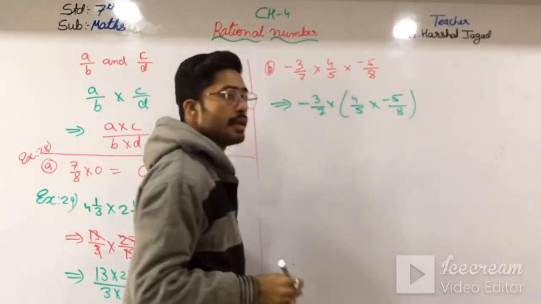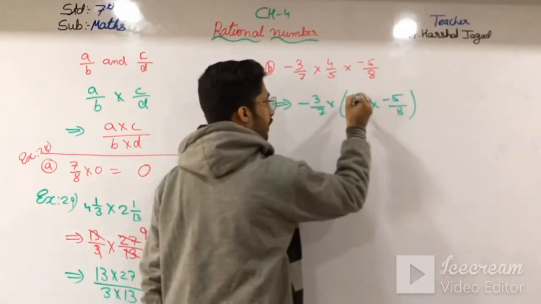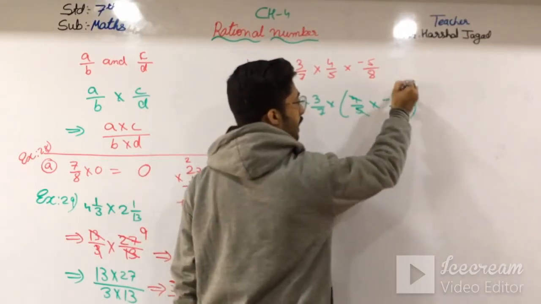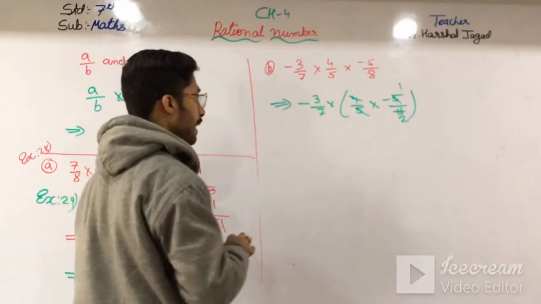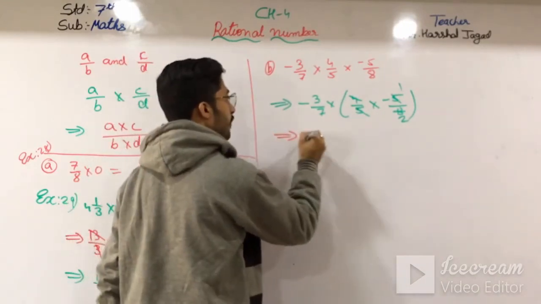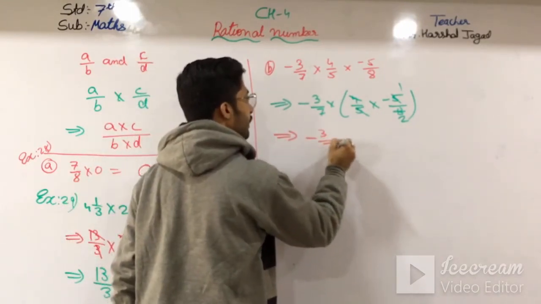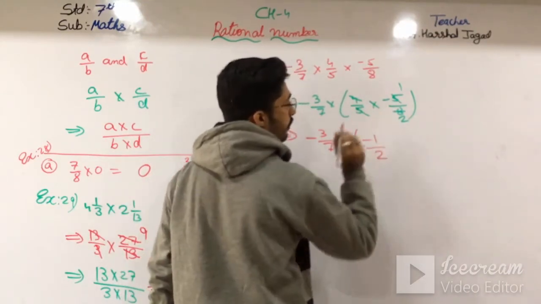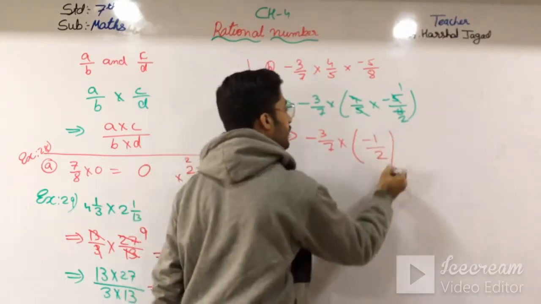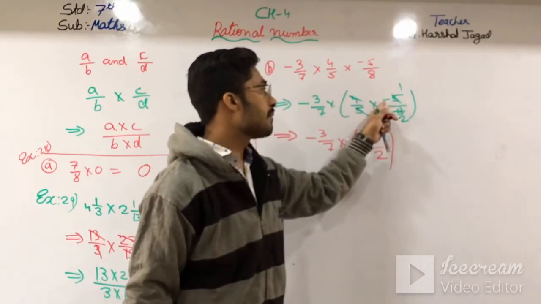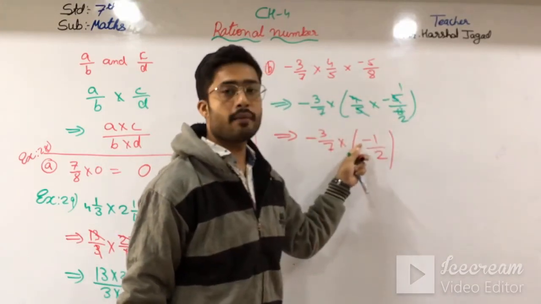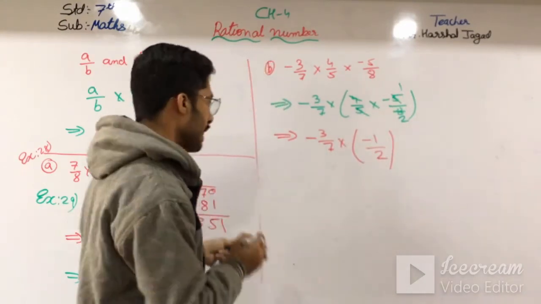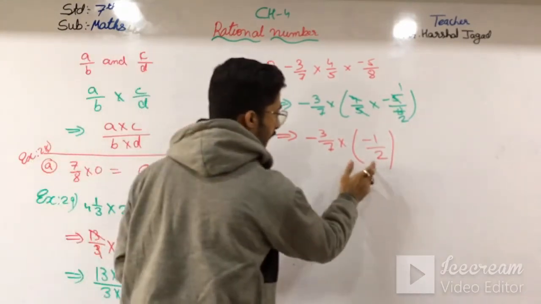If I do this, then I can just cut this, 4 2s are 8 and 5 1s are 5. So you will get a bracket of minus 3 by 7 into minus 1 upon 2. Minus 1 upon 2 in this bracket. Here there is a minus sign, don't forget to put a minus sign over here. So minus 1 by 2 is your answer, and now multiplying this bracket with this.